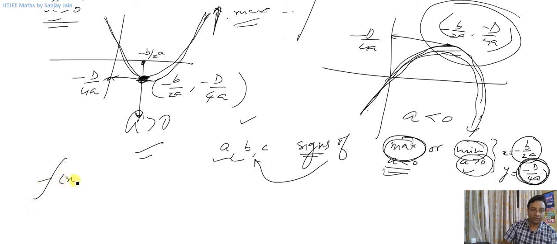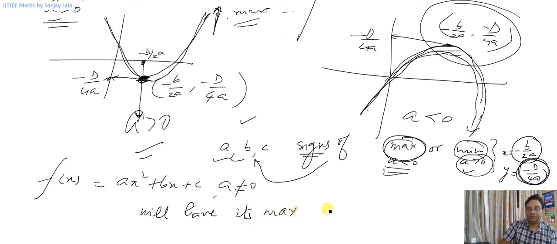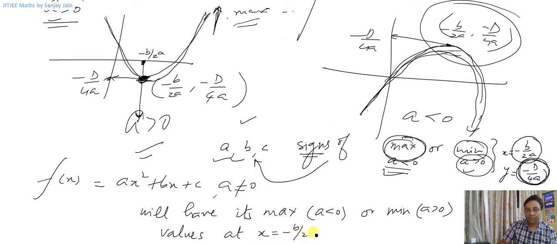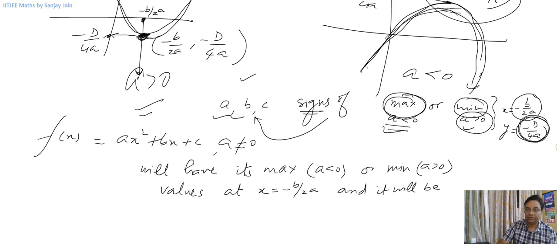For example, let us first discuss this one: ax square plus bx plus c, where a is not equal to 0, will have its maximum, obviously when a is less than 0, or minimum when a is greater than 0, at x equal to minus b by 2a, and the value will be equal to negative d upon 4a.